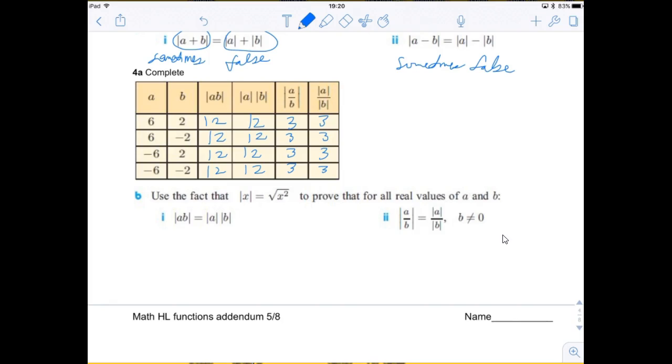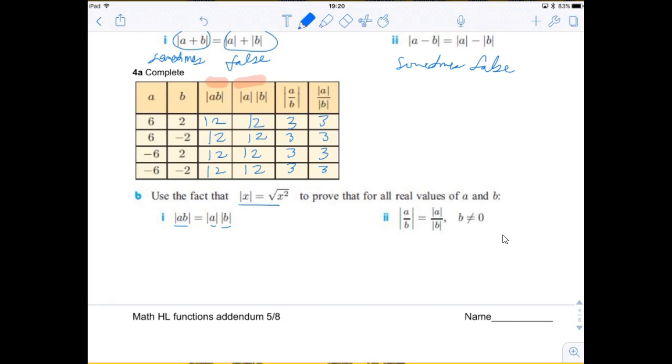Use the fact that the absolute value of x equals the square root of x squared to prove that for all real values of a and b, the absolute value of ab is equal to the absolute value of a times the absolute value of b. Okay, so we can see that's true at least for a few of these values, right? So like ab equals a times b, at least for the combination 2, 6, making them positive and negative, it's true. So let's try to prove it using this.